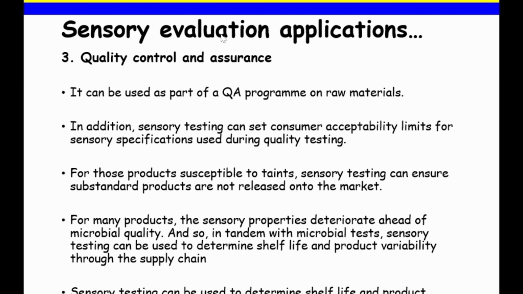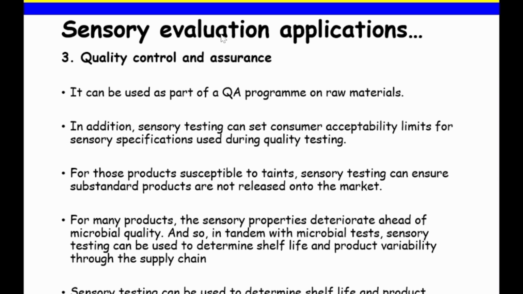For those products susceptible to taste, sensory testing can ensure substandard products are not released onto the market. As I've said, smell also is part of sensory attributes. If you have a food product and it has started to deteriorate, you can sense it just through the smell as well, and that's where sensory evaluation comes in. For many products, the sensory properties deteriorate ahead of microbial quality, and so in tandem with microbial tests, sensory testing can be used to determine shelf life and product variability through the supply chain.